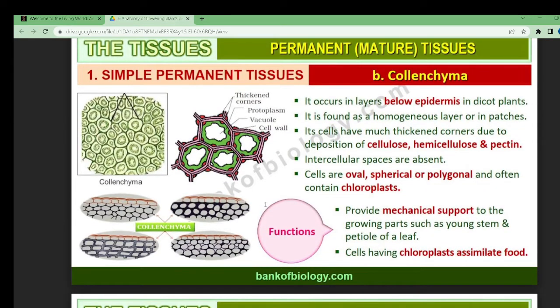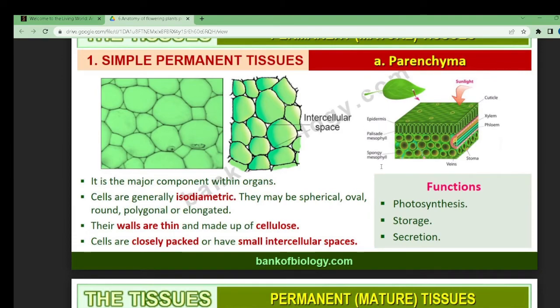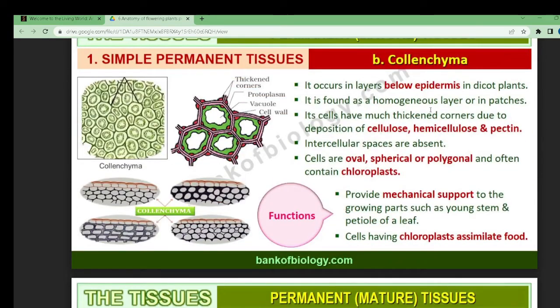Next is collenchyma. You can see the shape of collenchyma. They have thickened corners, meaning strong corners. Inside they contain protoplasm, the cell liquid, and some vacuoles which are used for storage, and there is the plant cell wall, which is the toughest cell wall ever. This is the type of collenchymatous cell. It occurs in layers below the epidermis in dicot plants. You can see this is the epidermis, and below that these cells are present, known as collenchyma.